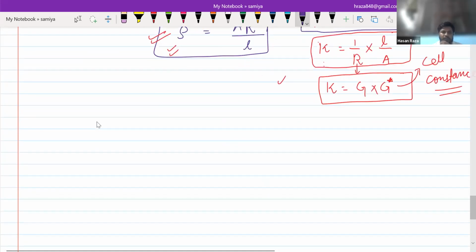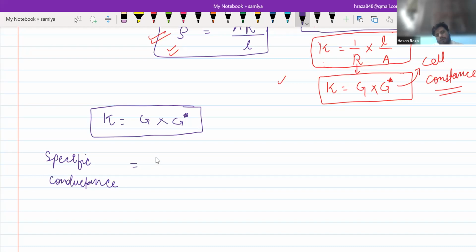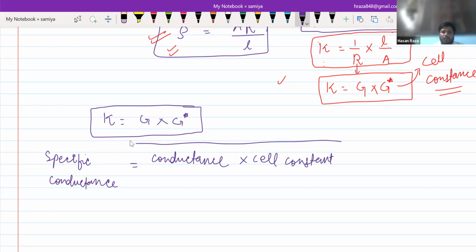Now see, can I write it? Kappa is equal to G into G star. What does this kappa mean? Kappa means specific conductance. A specific conductance will be equal to conductance into cell constant.